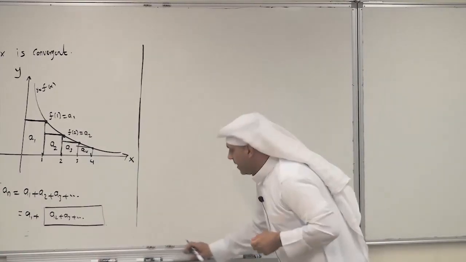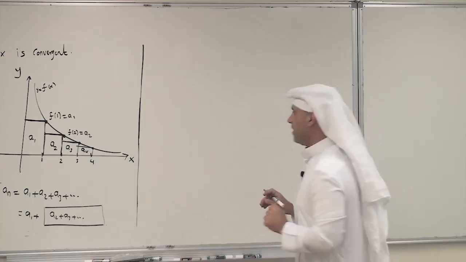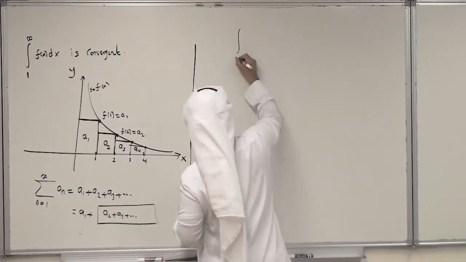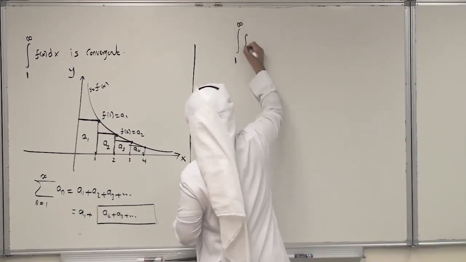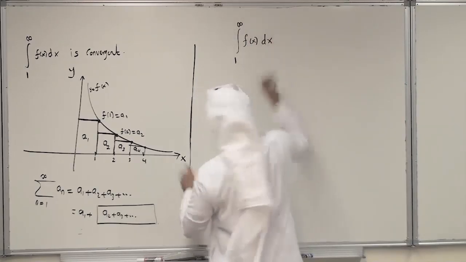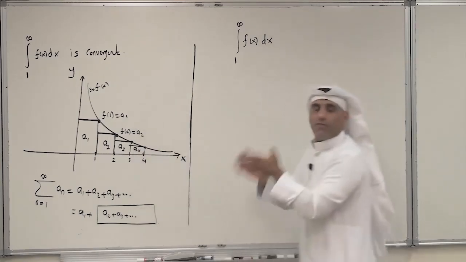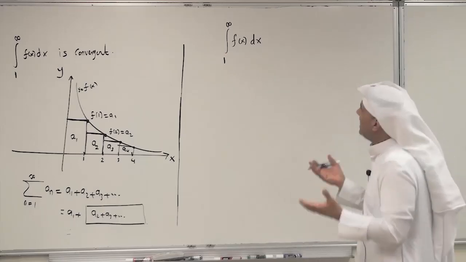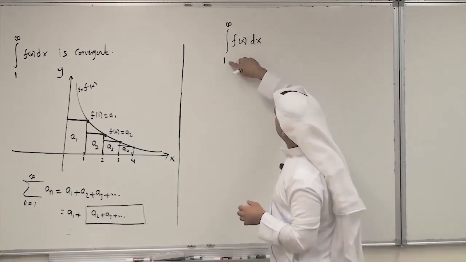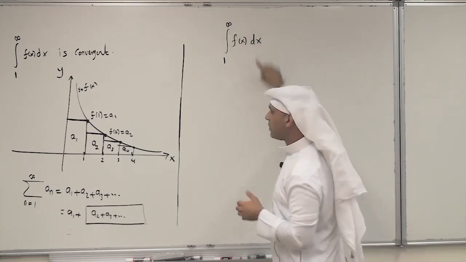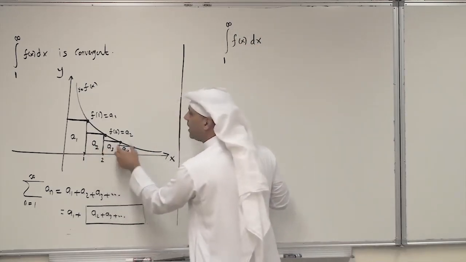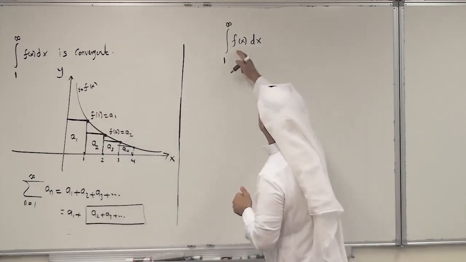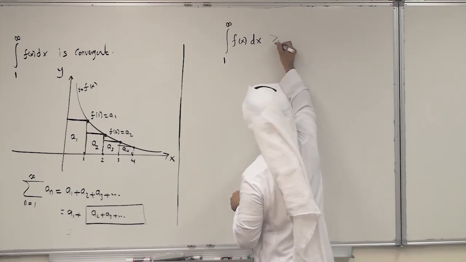Now, coming back to the diagram we have here, we can easily see that the integral from 1 to infinity of f of x dx will give the area under the curve, if it is convergent. So which one is larger: the value of the integral from 1 to infinity of f of x dx, or the sum of these values? Clearly the sum of these values is less than the total area from 1 to infinity. So this is always greater than or equal to what?